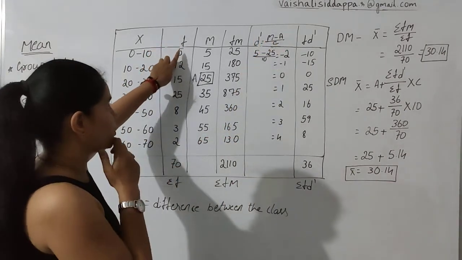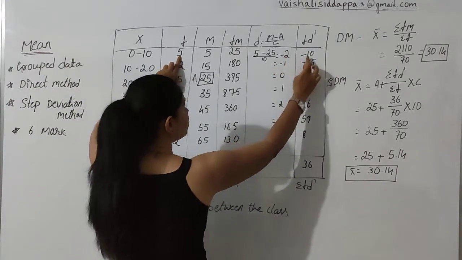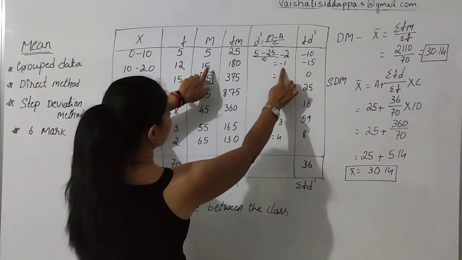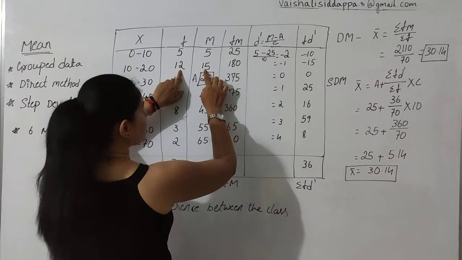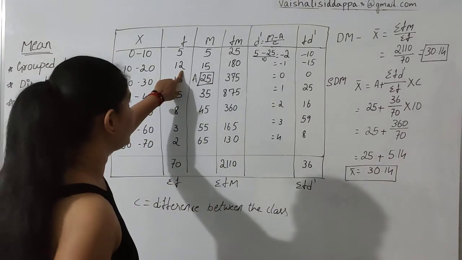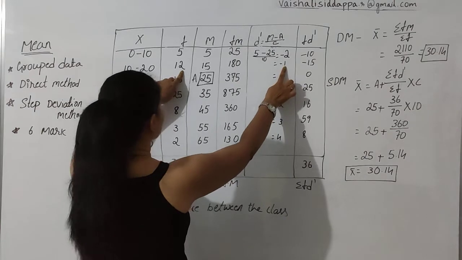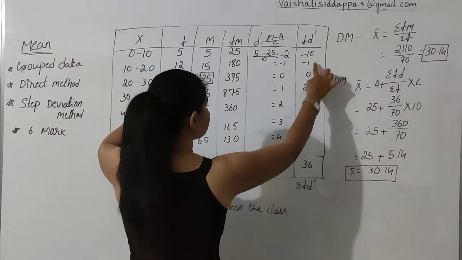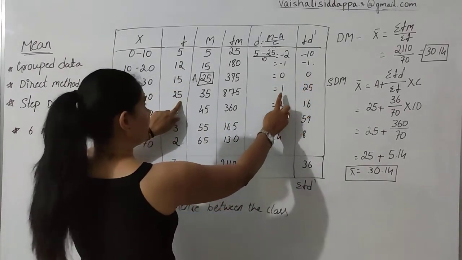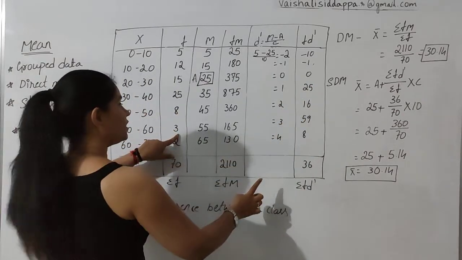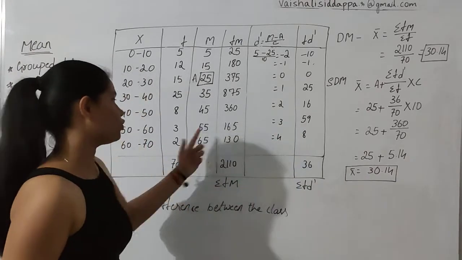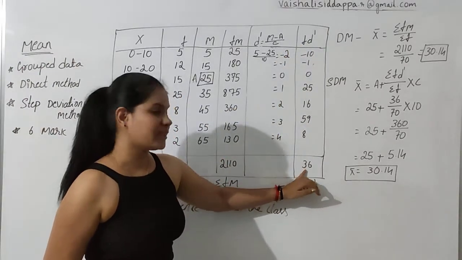Continuously, if you multiply 5 into minus 2, it is minus 10. Minus 1 into 15, so it is minus 15. I made a mistake here, one of the mistakes I have done. F d dash: it is 1 into 12, it should be 12. That's the mistake I made. 15 into 0 is 0. 25 into 1 is 25. 8 into 2 is 16. 3 into 3 is 9. 2 into 4 is 8. By adding these, you're going to get 36.